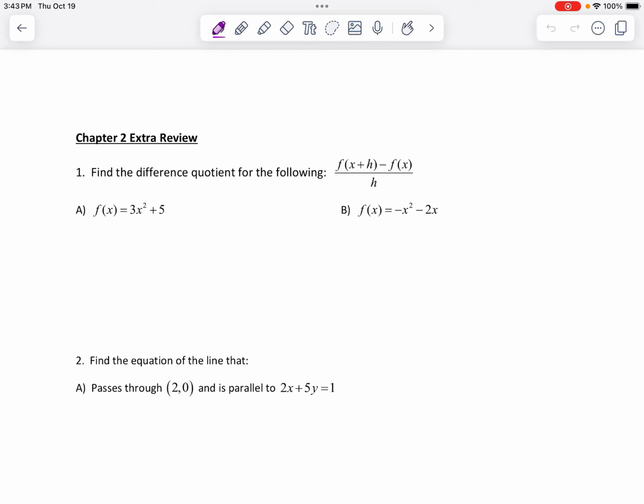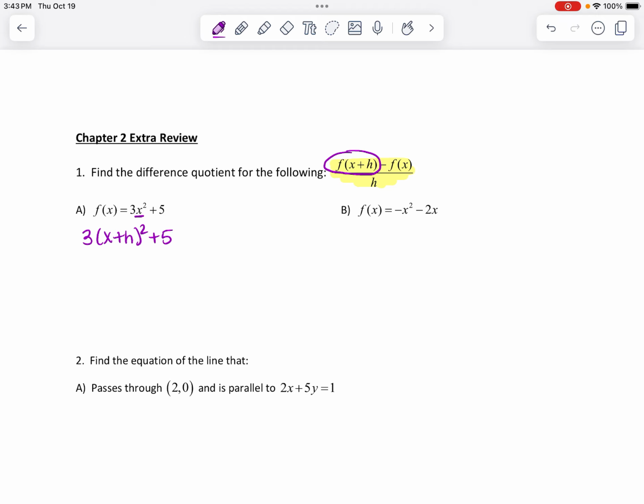So for number one, you want to find the difference quotient. And remember, I told you guys that this will be given to you on the test, so you don't have to memorize it. The hardest part is finding f of x plus h. That just means to replace all of these x's with an x plus h. So we're going to get 3 times x plus h squared plus 5.